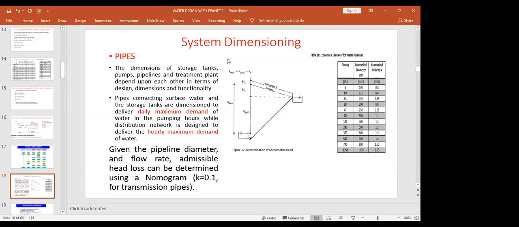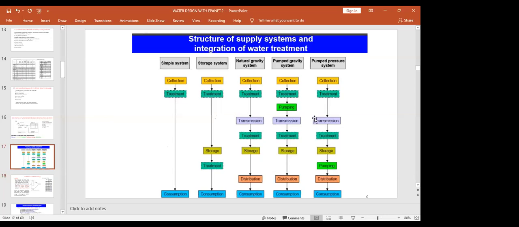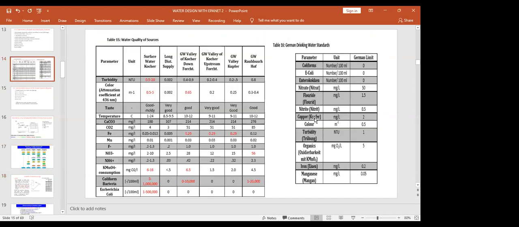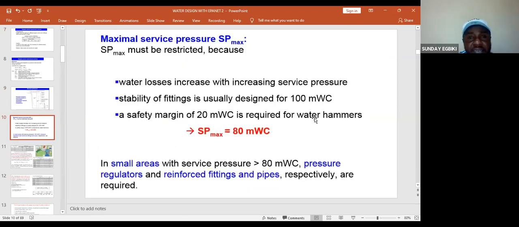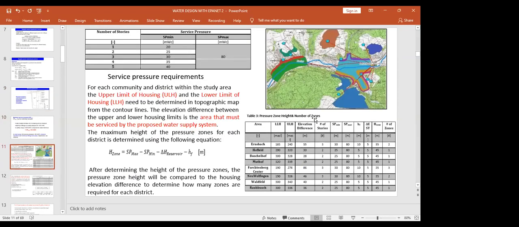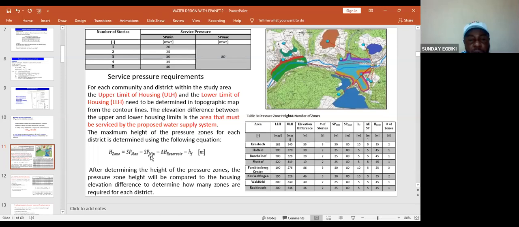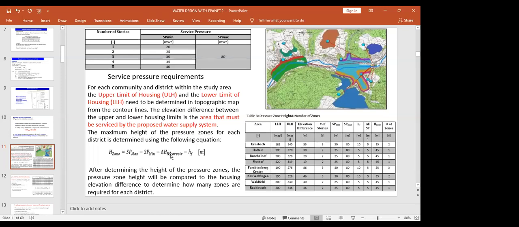Okay, sorry. Please, can you go back to the formula in the Excel sheet? The formula: H zone equals SP max minus SP minimum, minus height of tank. Yes, I want to know more clarity on this data, the H reservoir and the HF.